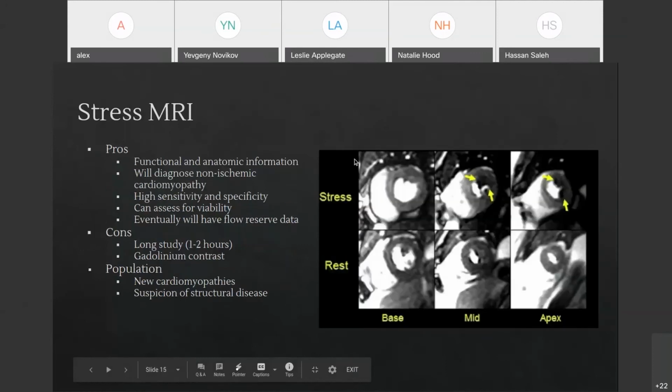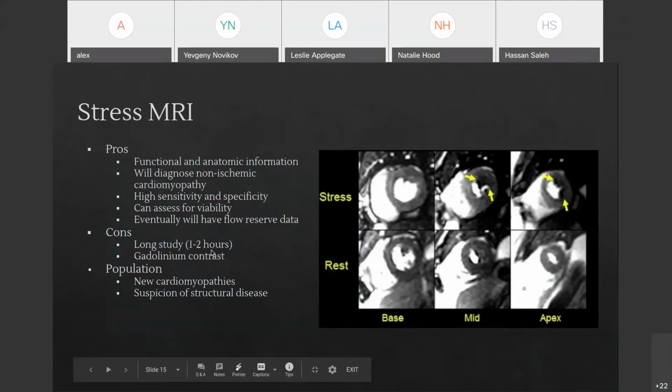All right, so the pros for stress MRI: you get a ton of functional and anatomic information too. It will help you diagnose your non-ischemic cardiomyopathies, like I talked about on the last page. It has extremely high sensitivity and specificity, and you get viability information. There are people working on flow reserve data too, just like in PET.